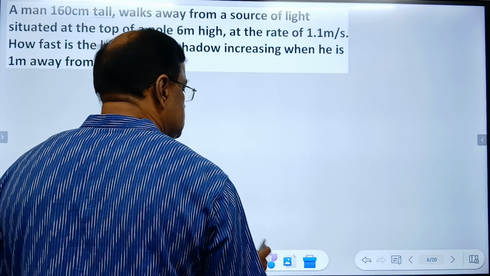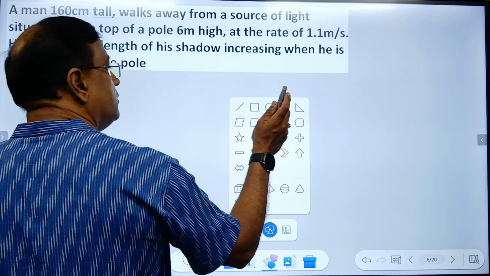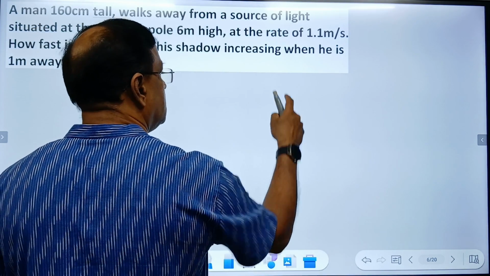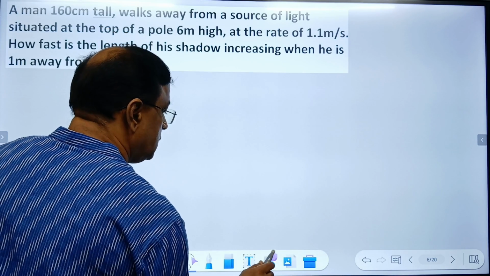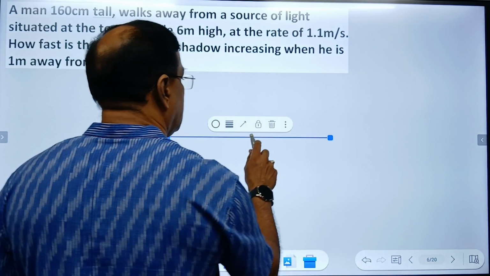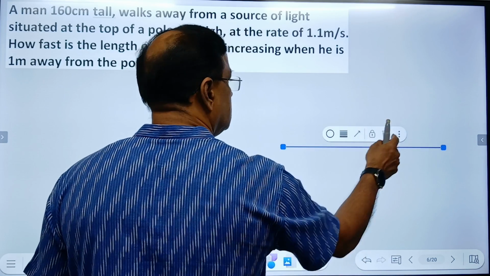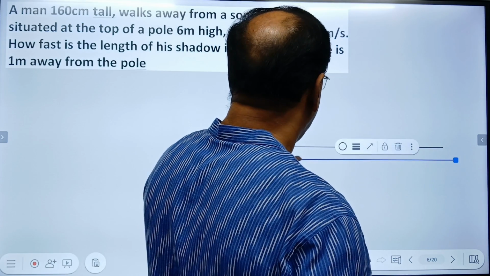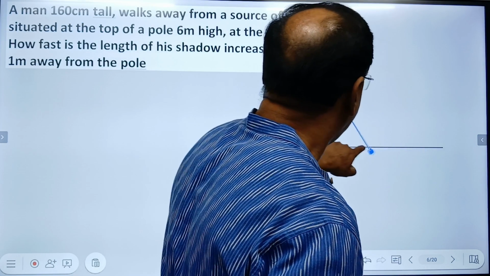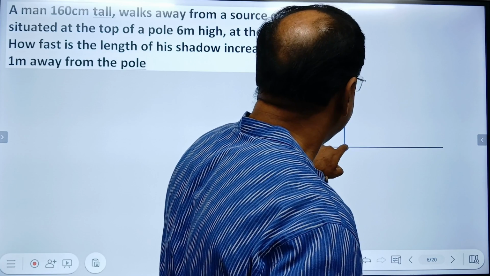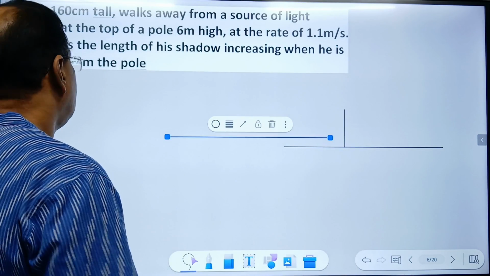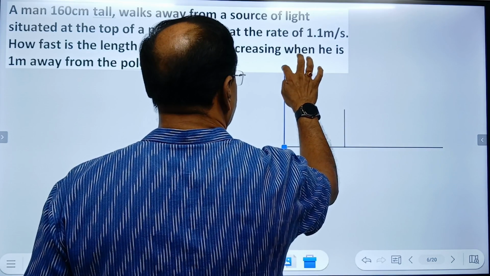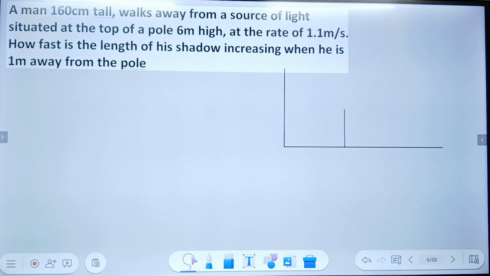So first let me draw the diagram for you. I think this is not a suitable diagram. Okay, I'll take this line. So this is the man, and this is the height of the man. Okay, we'll do some adjustment later. Now this is the pole which is situated here.